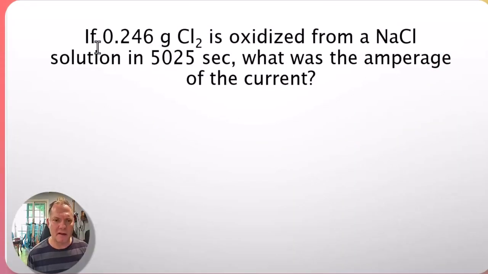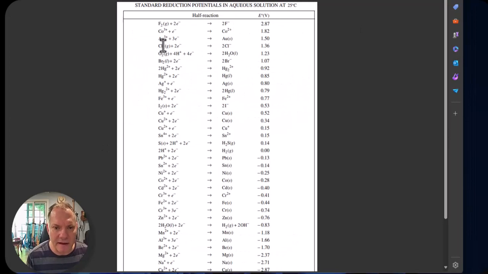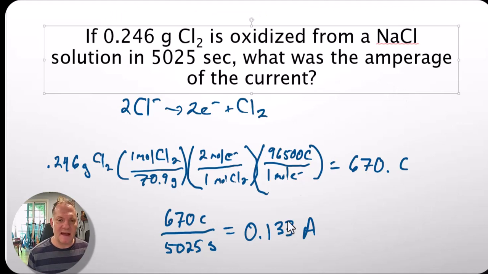Now here's a problem where we're going to work a little backwards. If 0.246 grams of chlorine is oxidized from an NaCl solution in 5,025 seconds, what was the amperage of the current? So first of all, I want to go back and look at our reaction. And chlorine right here as an oxidizing, so we were going to read it right to left, every mole of chlorine requires 2 moles of electrons. So I'm going to take that equation. Obviously, I've written it correctly in the right direction now, left to right. But this is the oxidation of the chloride ion into chlorine.